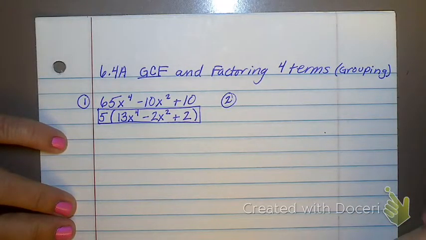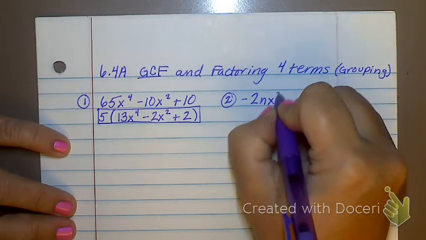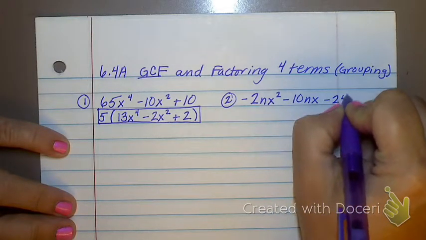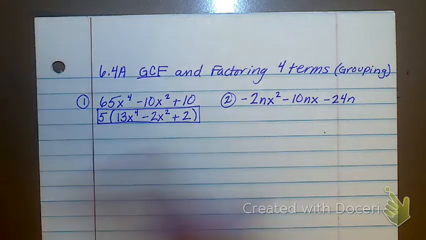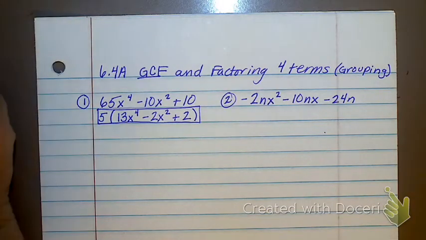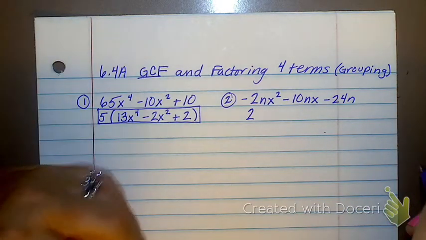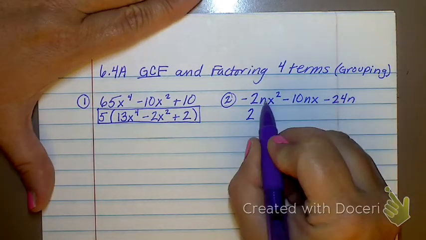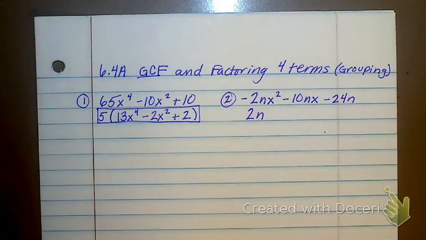Okay? Ready for the second problem? Negative 2nx squared minus 10nx minus 24n. So looking at the numbers first, I see a 2, a 10, and a 24. What do I have in common that I could take out? Negative 2. Okay, I'm going to start with a 2. I'll get back to that negative 2 that somebody said in just a minute. What about letters? Do they all have an x? They don't all have an x, but they do all have an n, which tells me that an n was distributed. Anything else they have in common?